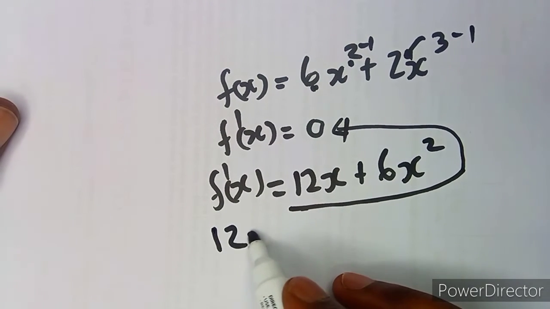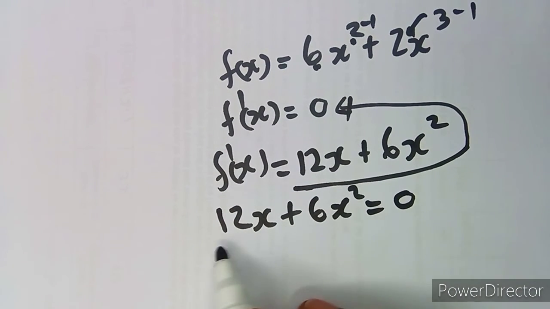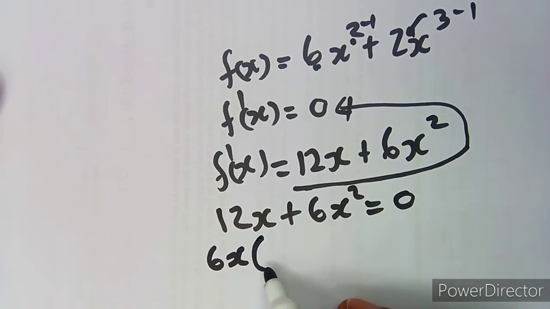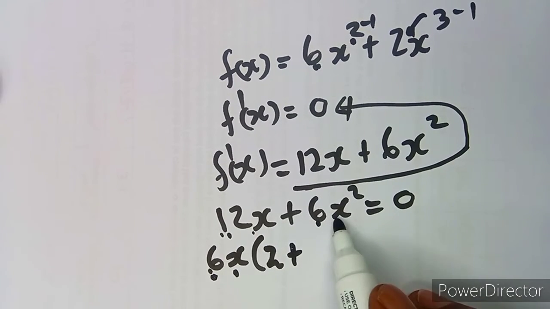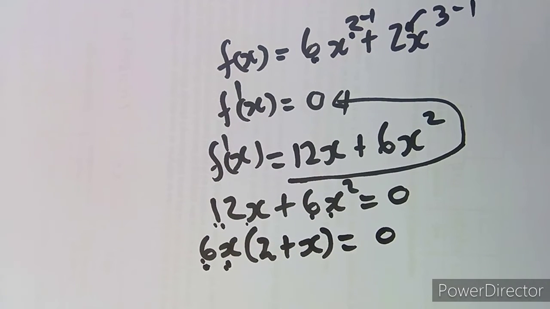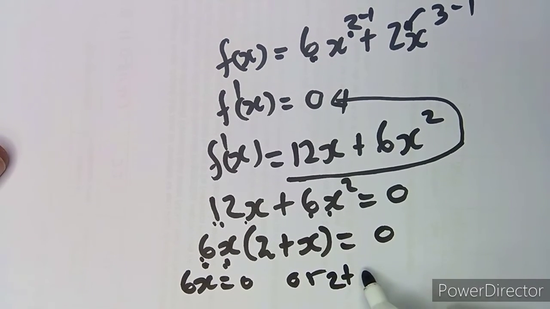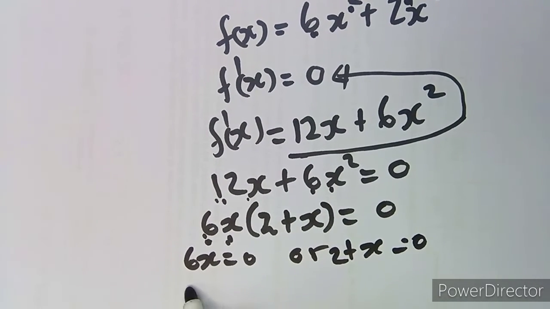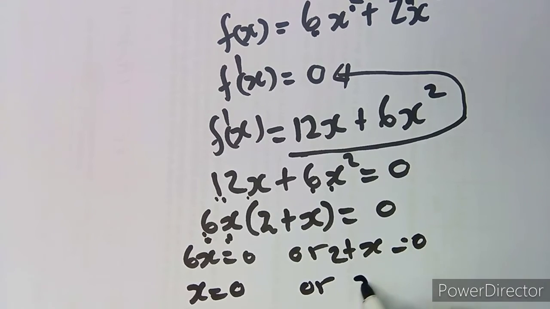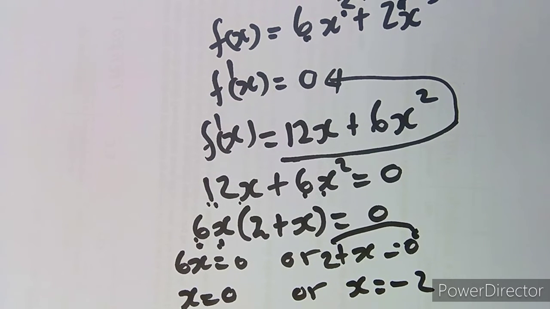So we have an equation now that we are going to formulate. 12x plus 6x squared is equal to 0. Factor out the common term in this case, which is 6x, that is the highest common factor. So 12x divided by 6x is going to give us 2, and x cancels, plus 6 and 6 cancels, x squared divided by x is x. We are going to have 6x into 2 plus x equal to 0. So equating the expressions to 0, we are going to have 6x equal to 0, or 2 plus x equal to 0. If we divide by 6, our x is going to be 0, or from this part, x is going to be equal to 2. If we take it to the other side, it's going to be minus 2. So these are the values of x that we are having at the turning points.